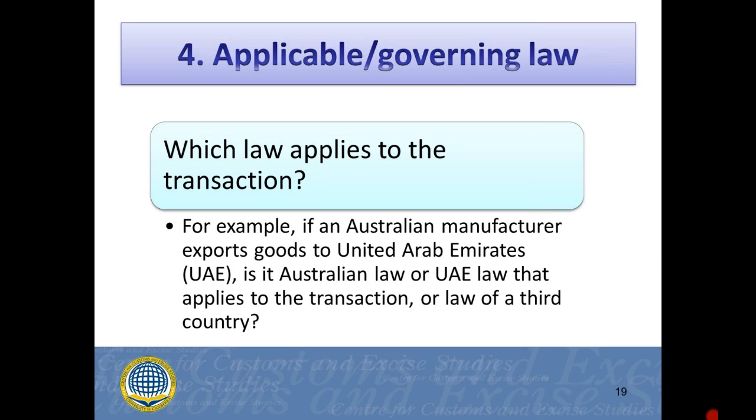In this example, there can be an Australian manufacturer that exports goods to the United Arab Emirates, and the question is, is it the Australian law or the Emirates law that will apply to the transaction, or is it the law of a third country that will apply? So these are all relevant considerations.